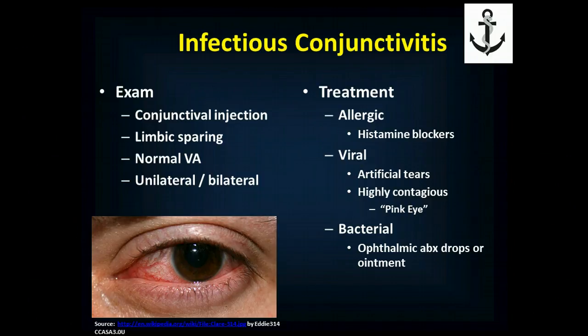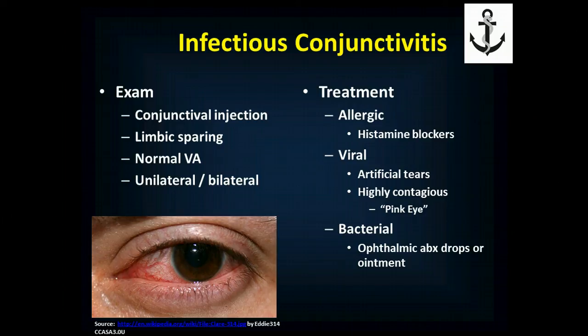So on your exam, the conjunctiva is injected, as you can see here. The limbus, that little circle right around the edge of the conjunctiva and the cornea, is spared, so it stays white. You can see conjunctival injection right up to the limbus, and the limbus itself is white. If it's not, that's concerning for other more severe disease, and we'll talk about some of those. They have normal visual acuity.